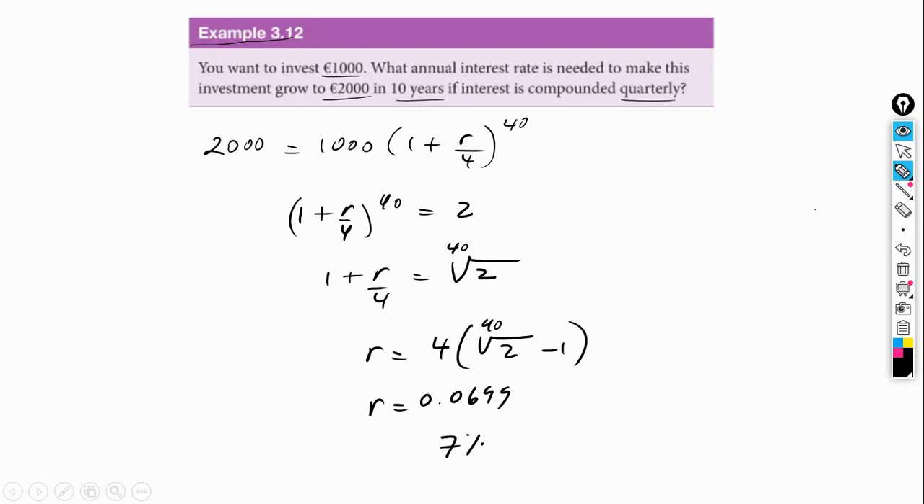Now, of course, you can test this out by plugging it back in here, and you will see that if you plug in 7, or I should say 0.07 for the rate, you're going to get a number that is a little bit above 2,000 euros.